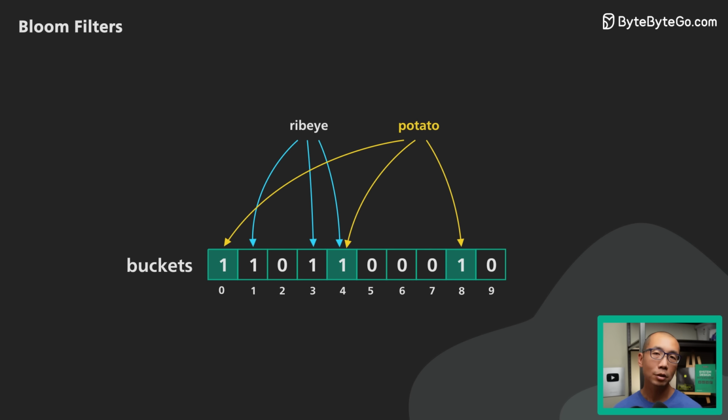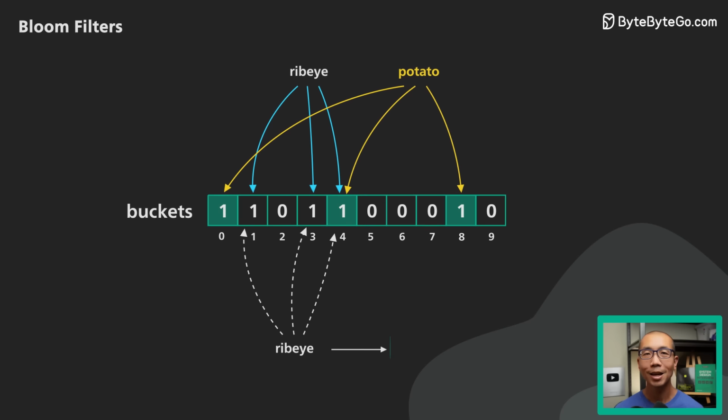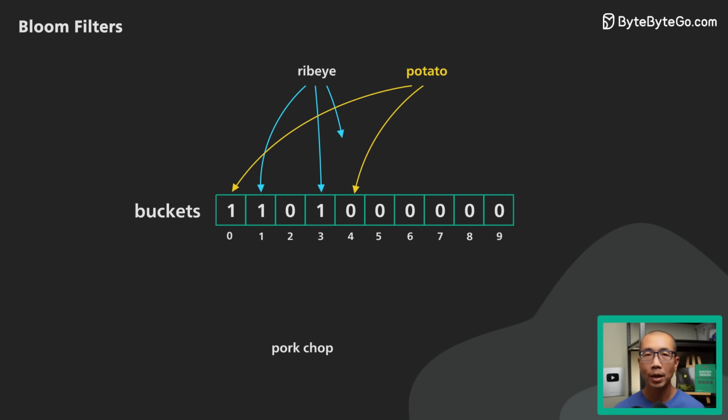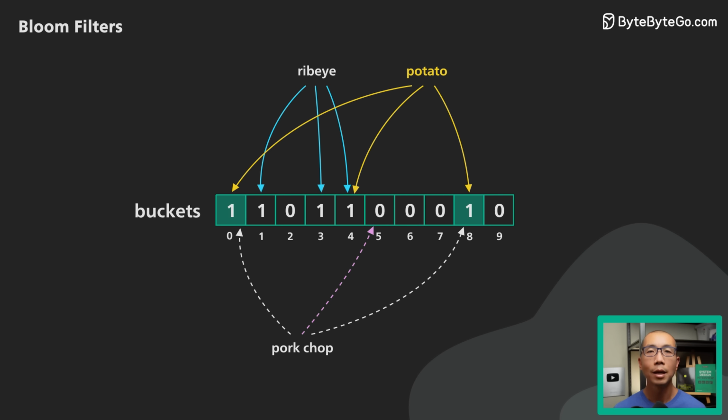Now, do I like ribeye? Well, we can ask the Bloom filter. Since the same input always hashes to the same output, ribeye still hashes to the numbers 1, 3, and 4. We check all those buckets, and they're all set to 1. So the Bloom filter says, I like ribeye, and in this case, it is true. Now let's see if the Bloom filter thinks I like pork chop. In this case, the hash functions return the buckets 0, 5, and 8. And even though buckets 0 and 8 are set to 1, bucket 5 is 0. In this case, the Bloom filter can confidently say, no, I don't like pork chop.